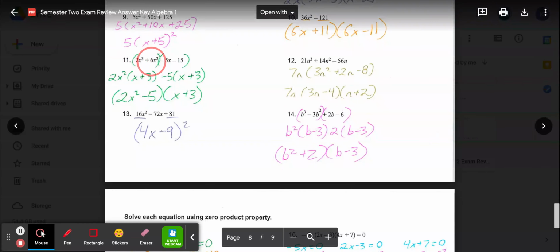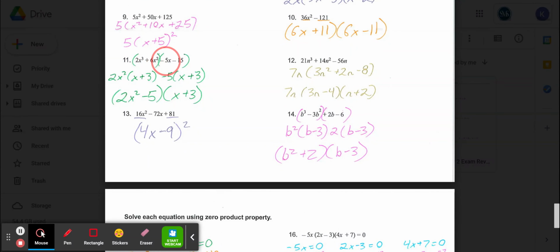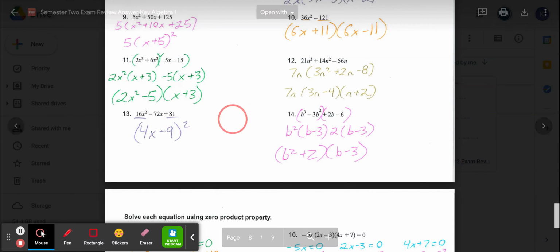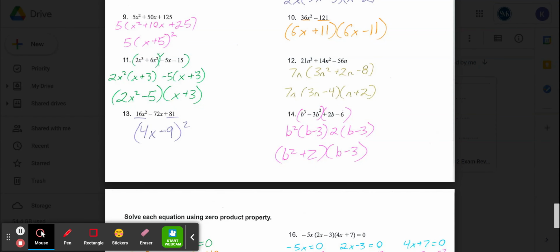Then in 11, if we have 4 different terms, we want to use the grouping approach. So group the first 2, factor out the common factor, 2x squared, and we end up with x plus 3. Second 2, factor out the negative 5, and we end up again with x plus 3. Combine what's outside the parentheses to get our first term, 2x squared minus 5, multiplied by x plus 3. And then you can see the work here on the next 3 factoring examples. Remember, with ones like 14, if we have 4 terms, you want to use grouping.